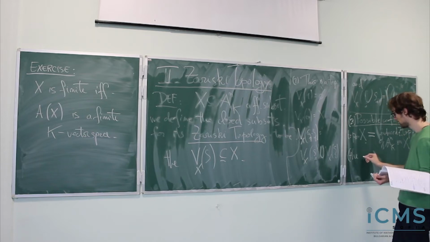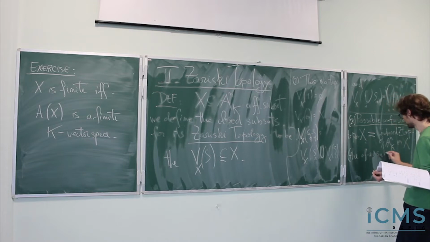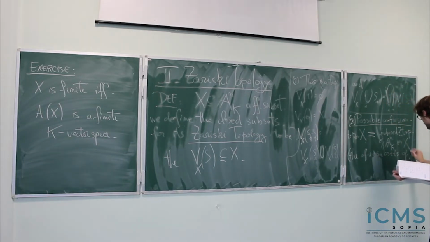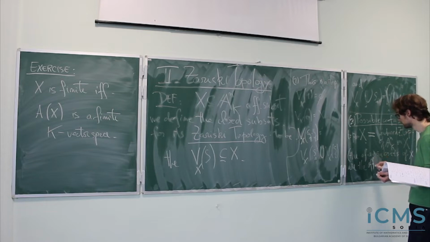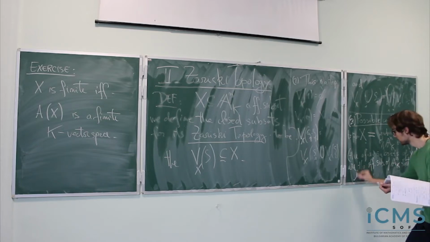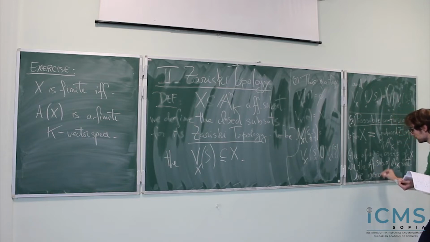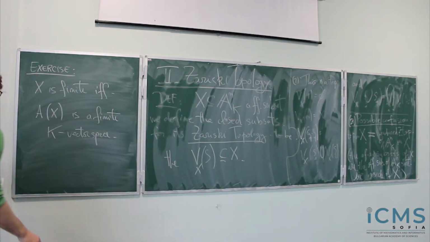the affine subsets of X are the affine subsets of An of K that lie inside of X. Okay. So this is what I was saying a little bit earlier. Okay. Now let's continue.